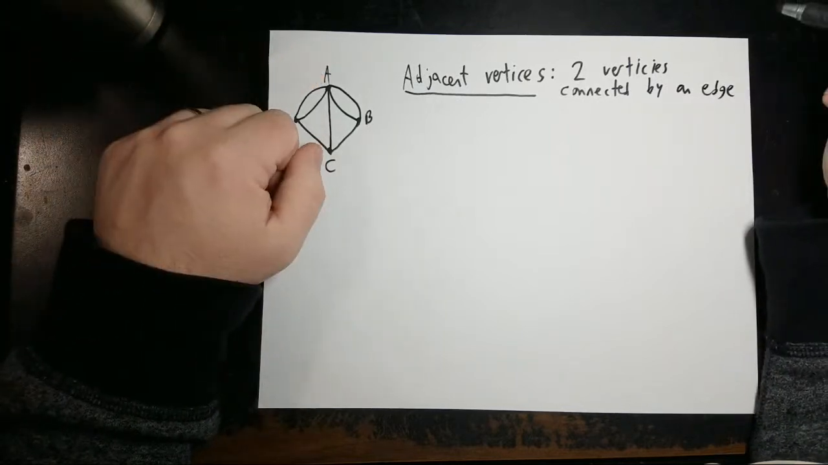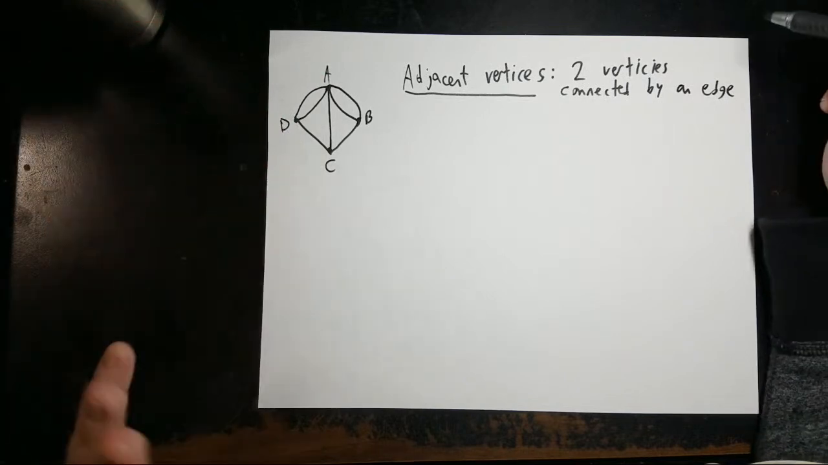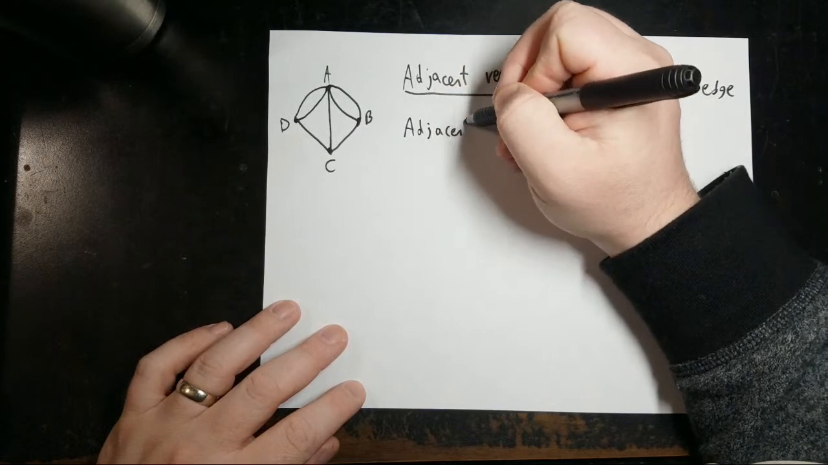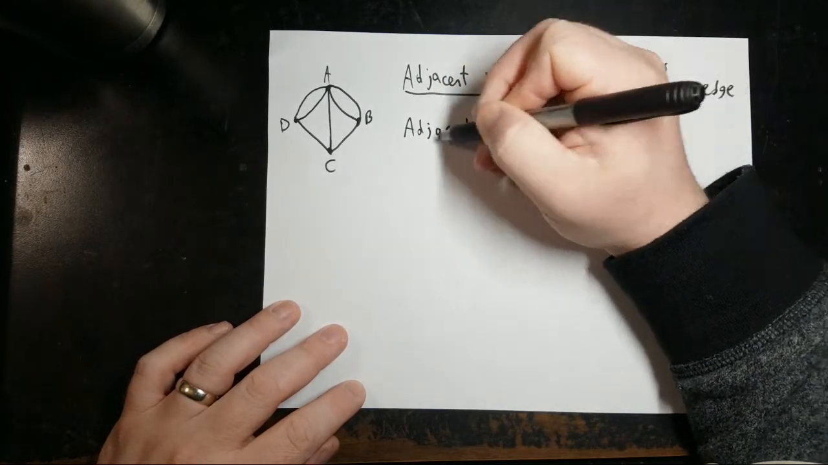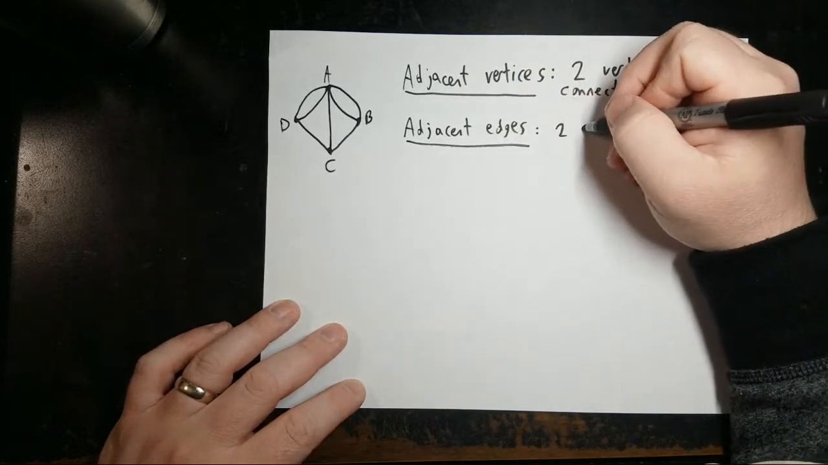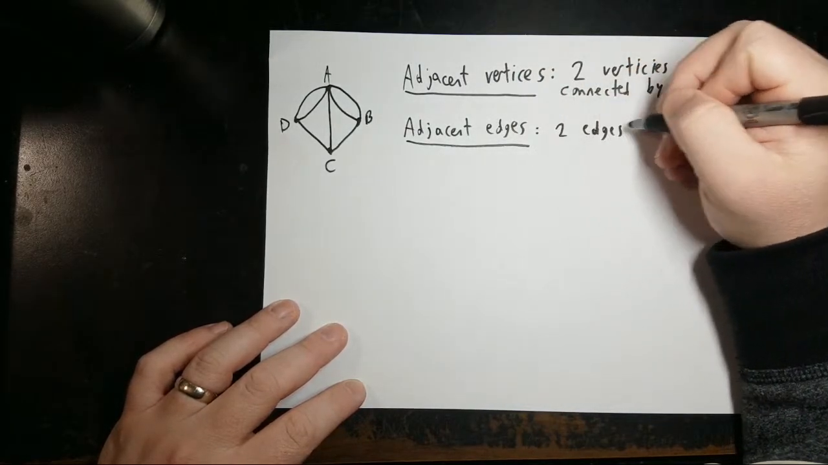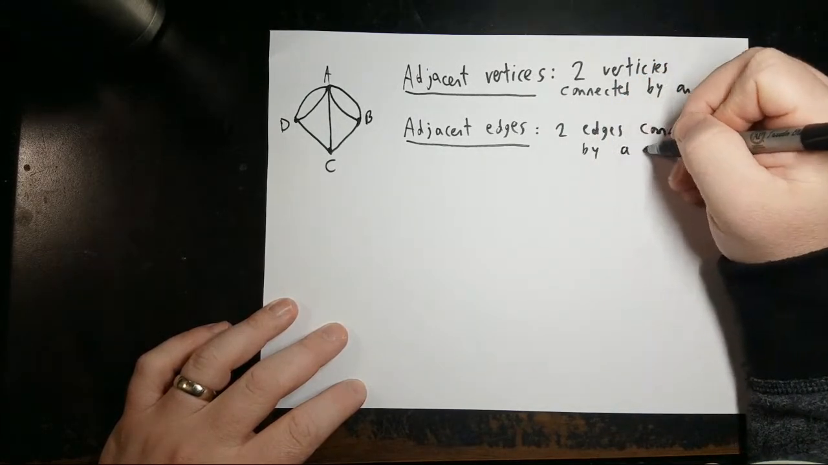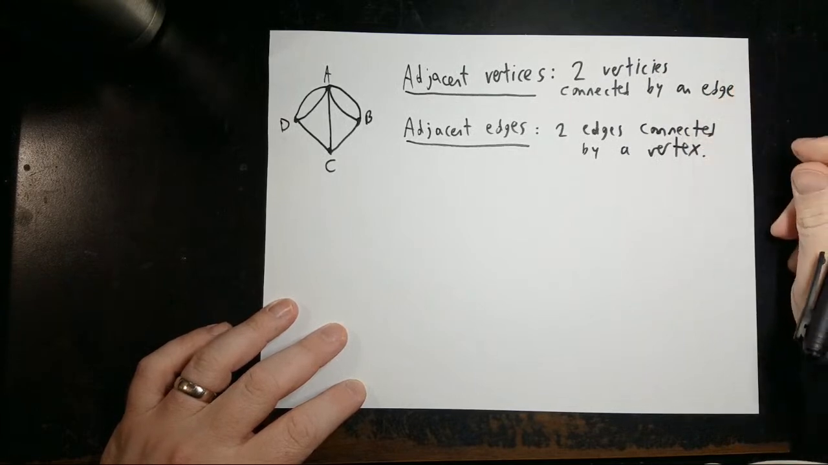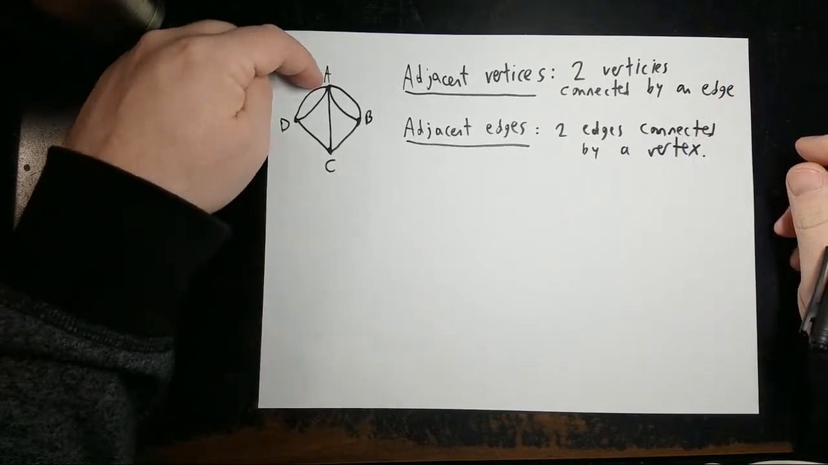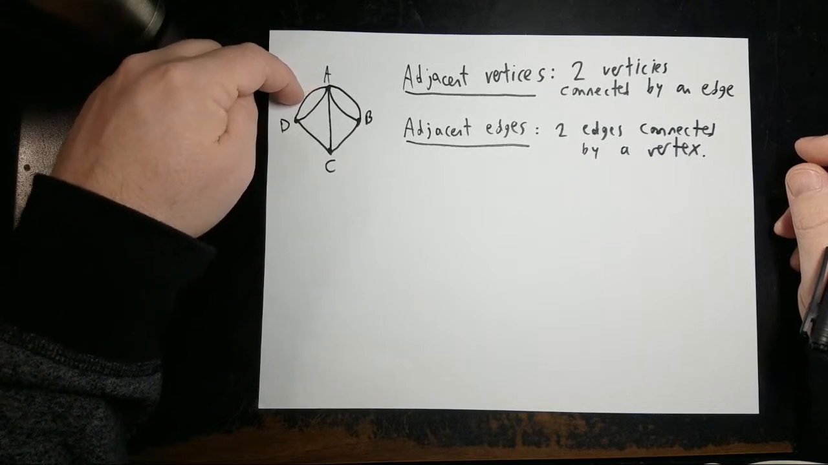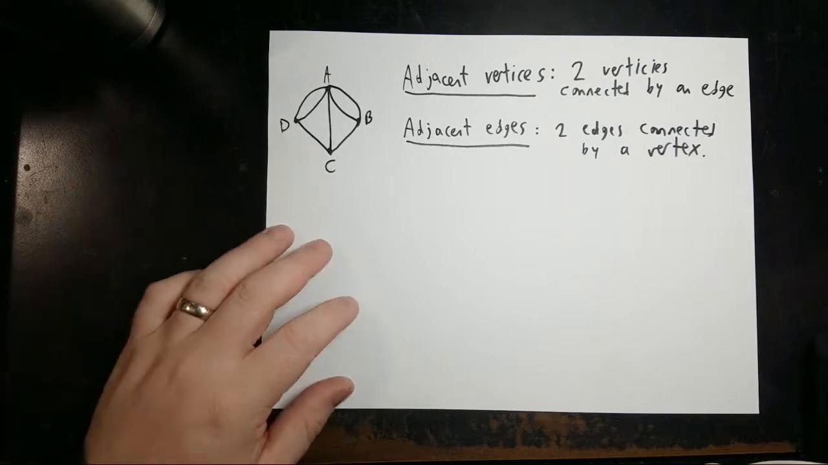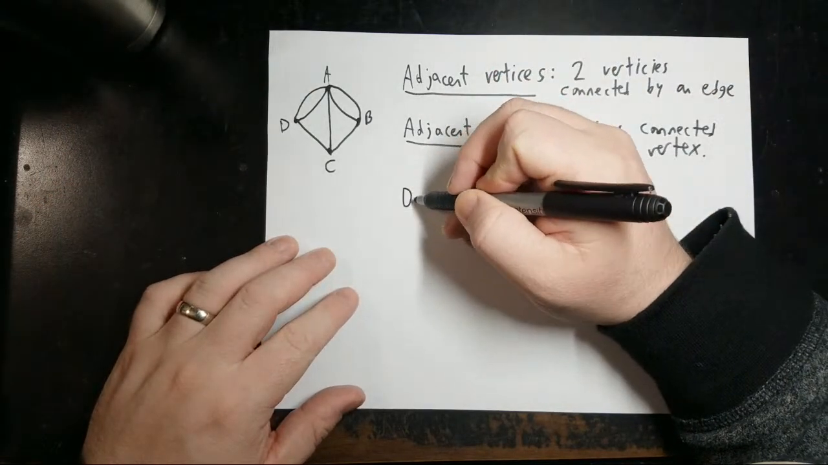A and D, they're adjacent vertices. Yay! Again, sometimes they'll refer to these things, it's just that you need to know exactly what you're talking about. There are also what we call adjacent edges. Super easy definition. Two edges connected by a vertex. So here's one edge right here. This is actually what we call the AD edge, and it's connected by vertex A and D. Cool. Now, these are more important definitions.